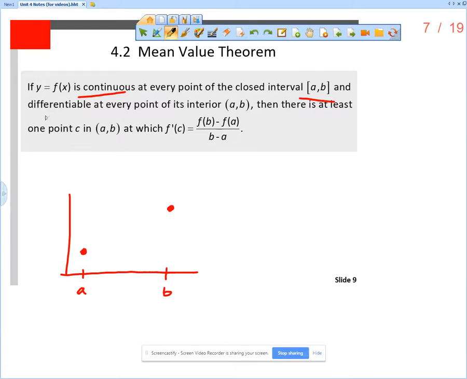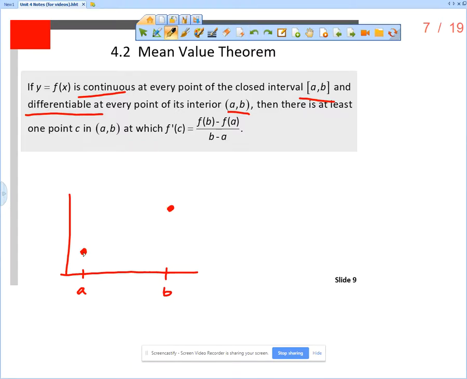However, now we go to the next part. It says differentiable at every point of its interior a to b. So what does that mean? Now that means from endpoint to endpoint, I cannot have a corner point. Like this last drawing here, that has a corner point, so that is not allowed. I cannot have a cusp, so I couldn't have something like that, which looks very similar to a corner point anyway. I couldn't have a vertical tangent, so I couldn't go like that because the derivative is undefined at that location. I can't have any of those.